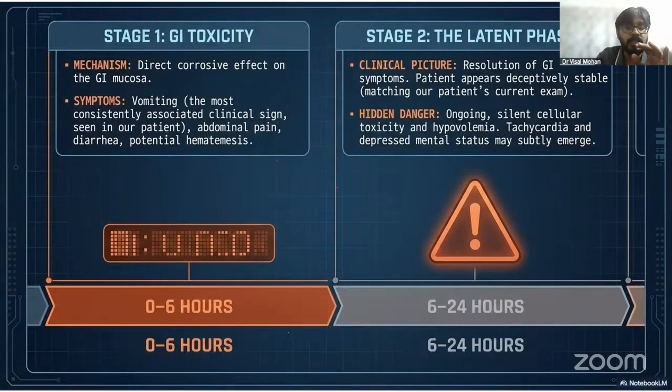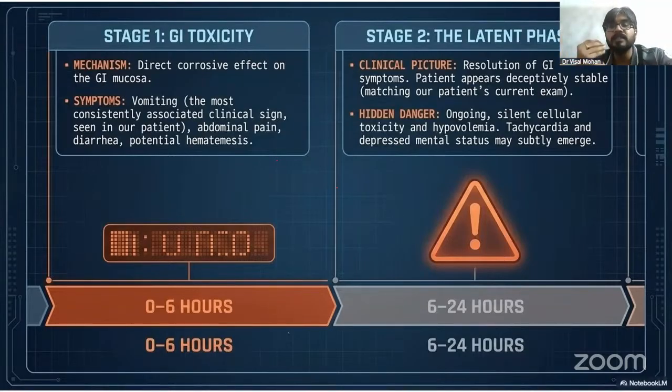Okay, the first one is the GI phase. What happens? It's because of direct action on the GI mucosa, which causes abdominal pain, vomiting, and diarrhea. So this vomiting in this patient can resolve, or it can go into systemic toxicity. This GI phase directly affects the mucous membrane, causing abdominal pain, vomiting, and probably diarrhea, hematemesis, etc. This usually happens at around 6 hours. 0 to 6 hours is the GI phase.